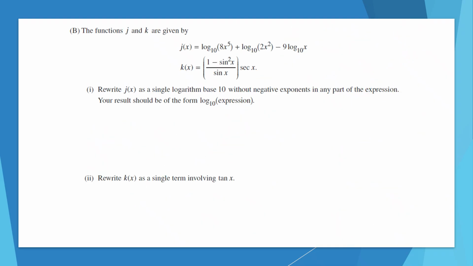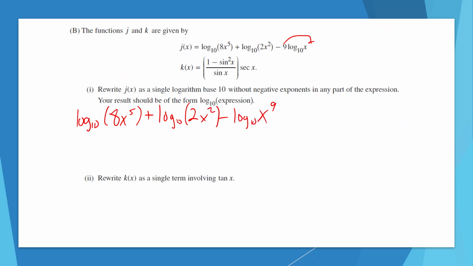All right, part B. Rewrite j of x as a single log base 10 without any negative exponents in any part of the expression. Your result should be log base 10 and then just one giant expression. So here, the first thing I'm going to do is take any coefficient out front and move it to the exponent. So I'm going to rewrite this as log base 10 of 8x to the 5th plus log base 10 of 2x squared, and then minus log base 10, and that 9 gets put into the exponent, x to the 9th there.